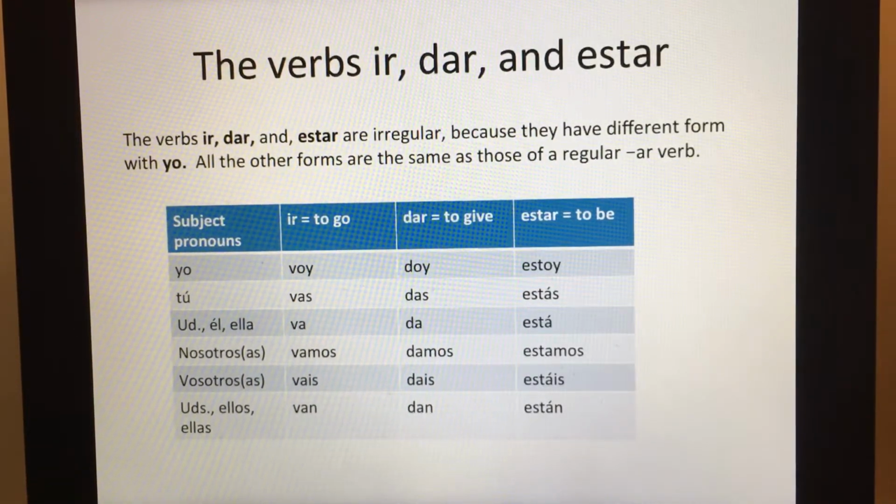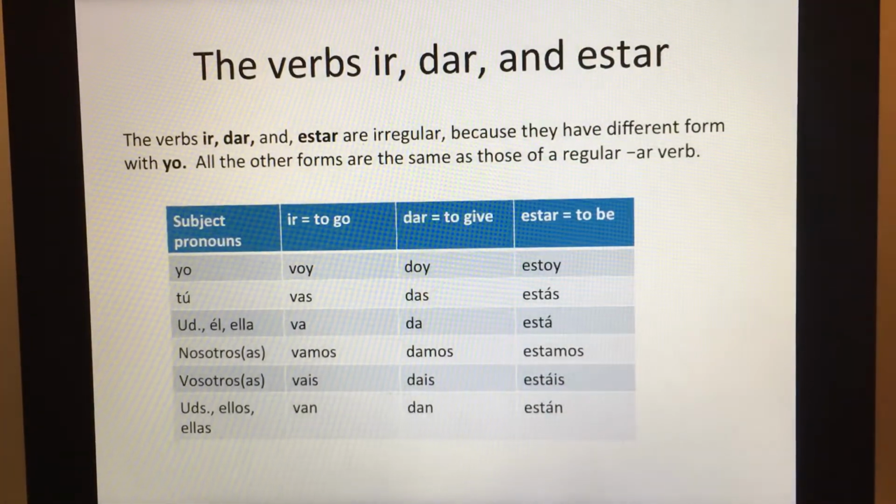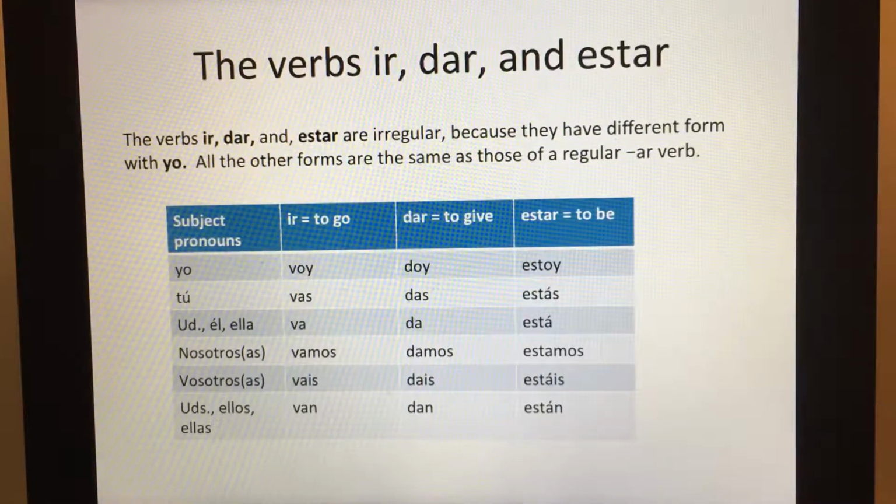Now, we're going to shift a little bit. Now, we're going to learn about the verbs ir, dar, and estar. It's the same verb conjugation concept that the subject and the verb have to agree. The verbs ir, dar, and estar are irregular because they have a different form with yo.